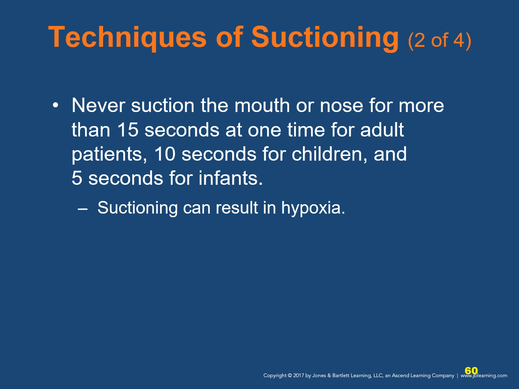Never suction the mouth or nose for more than 15 seconds at one time for an adult patient, 10 seconds for children, and 5 seconds for infants. Over-suctioning can result in hypoxia. Make sure to rinse the catheter and tubing with water to prevent clogging, and repeat suctioning only after the patient has been adequately ventilated and reoxygenated. You'll be able to practice this skill on skill drill 10-3.